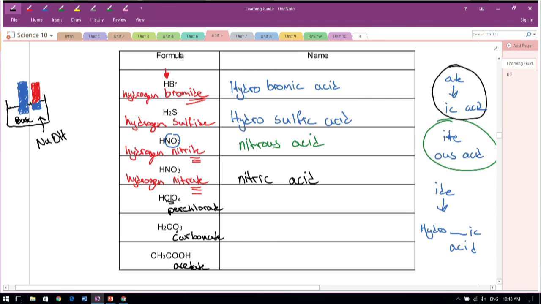So see if you can name those last 3. They're all ates. Hydrogen perchlorate, hydrogen carbonate, hydrogen acetate.